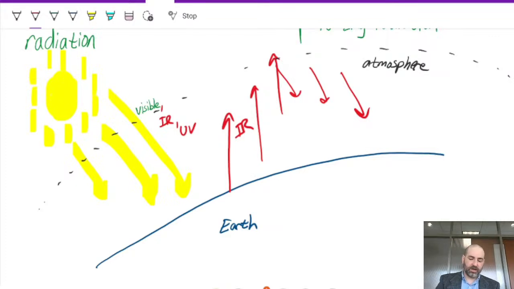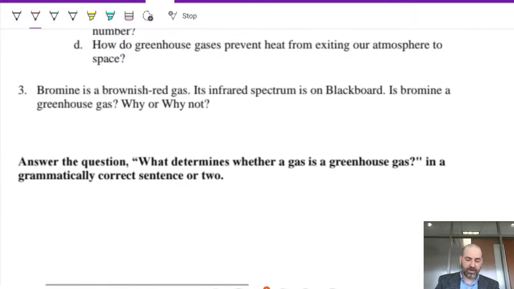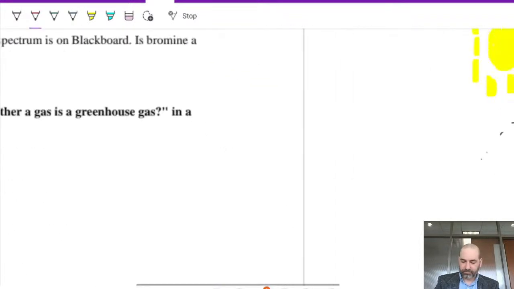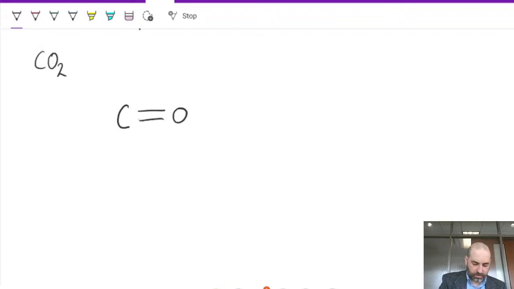So let's zoom in a little bit and look at these molecules and why they can actually do this. So carbon dioxide is a molecule that we would draw like this. So a carbon atom with two double bonded oxygens.